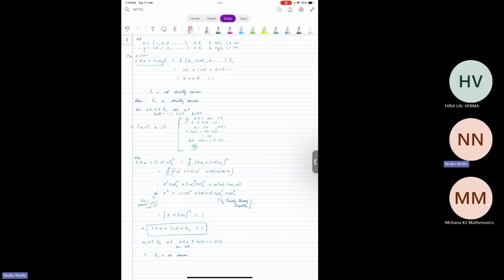In order to show that L1 is not strictly convex, we searched for an example. To prove that L2 is strictly convex, we have mainly used the fact that equality in the Cauchy-Schwarz inequality holds if and only if the vectors are linearly dependent. And in our case, for the definition of strict convexity, the vectors must be linearly independent. So that gives us the strict inequality. So is it fine?